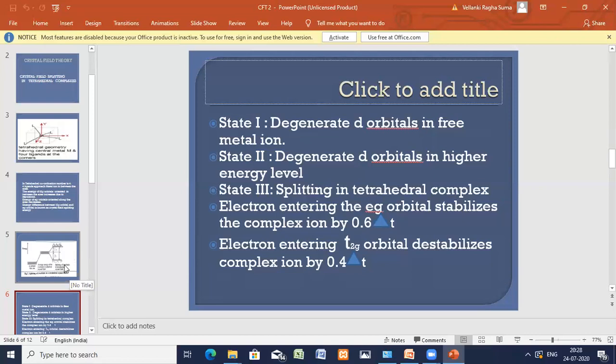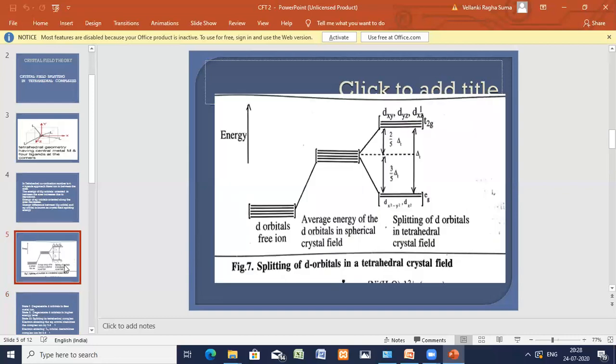The electron entering the T2G set of the orbital is destabilizing. It destabilizes the complex ion. So whatever electron enters here destabilizes the complex ion. Whatever electron enters the EG set stabilizes the complex ion. Electron that is entering into the EG set will stabilize the complex ion.